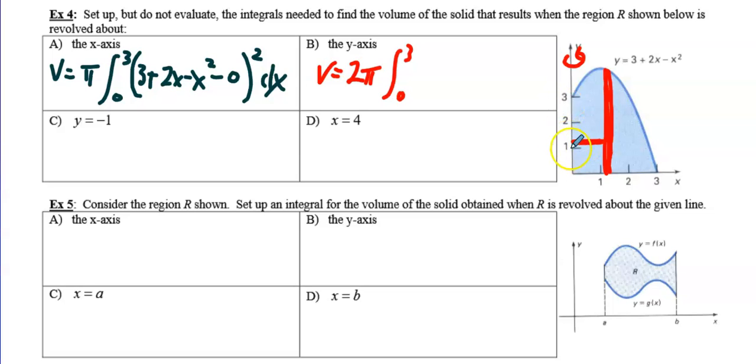Our radius is going to be from the axis of rotation, well, actually from the y-axis, I should say. This actually happens to be the axis of rotation, but it's always from the axis to our rectangle. Remember, the radius is always from our axis to our rectangle. So our radius is going to be x.